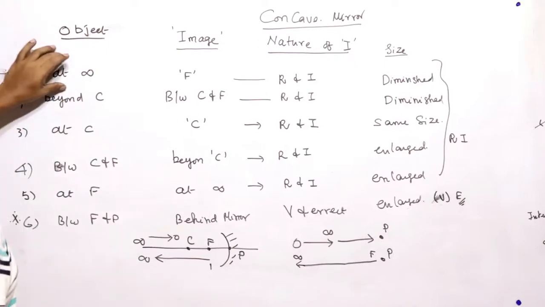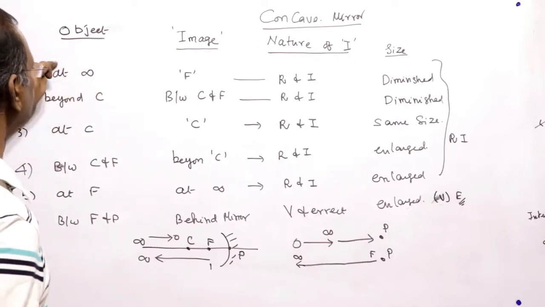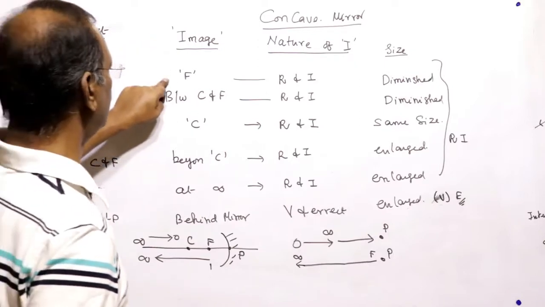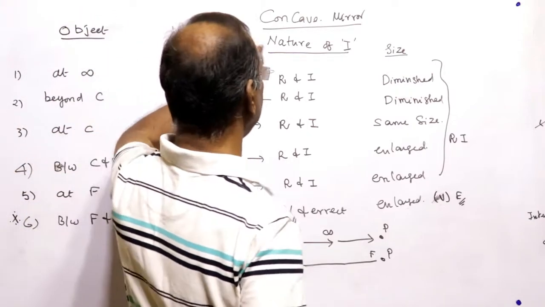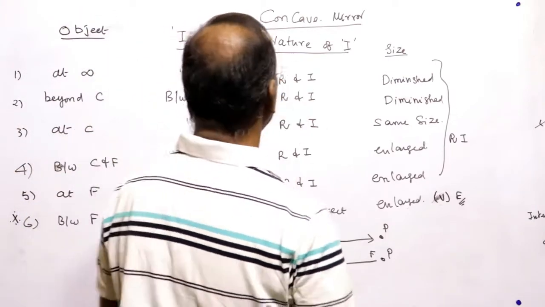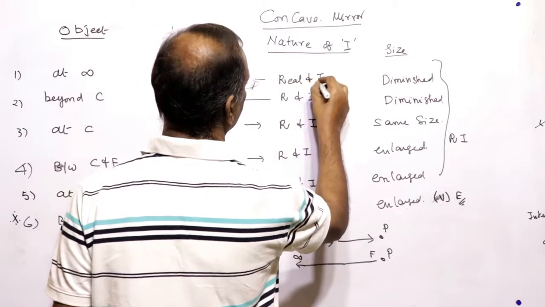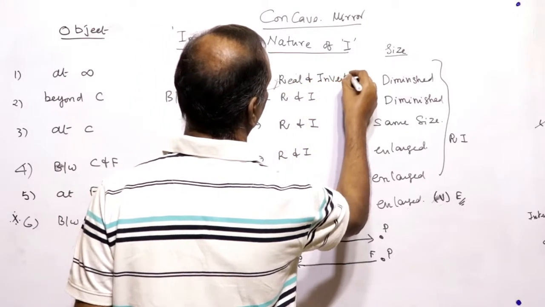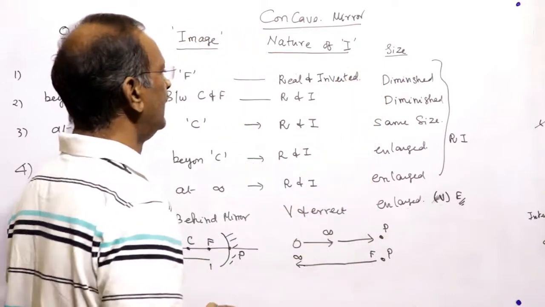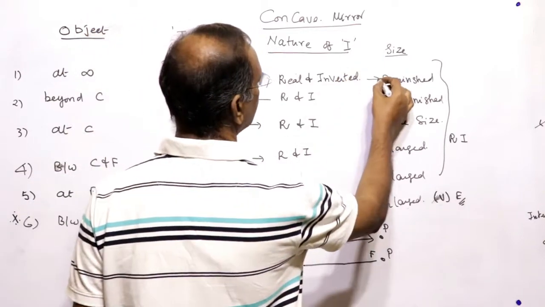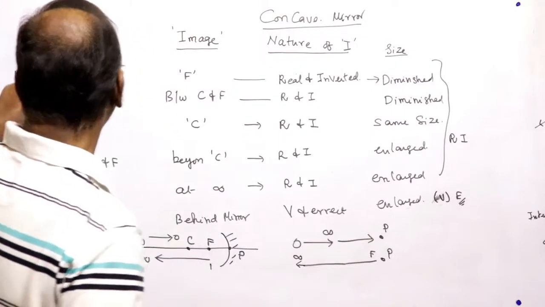First point: when the object is kept at infinity, the image is formed at the focus, and its nature is real and inverted, and the image will be a diminished image, up to C.